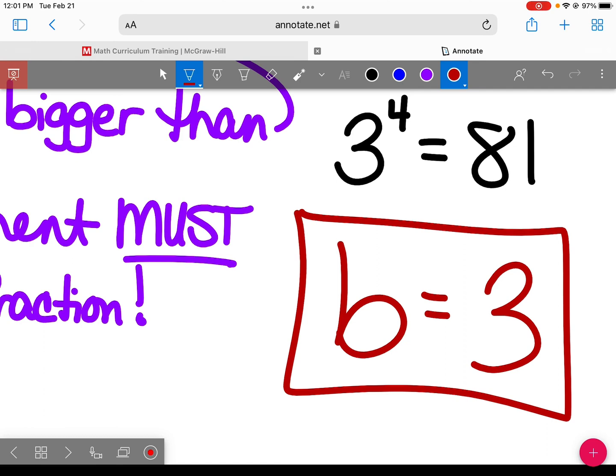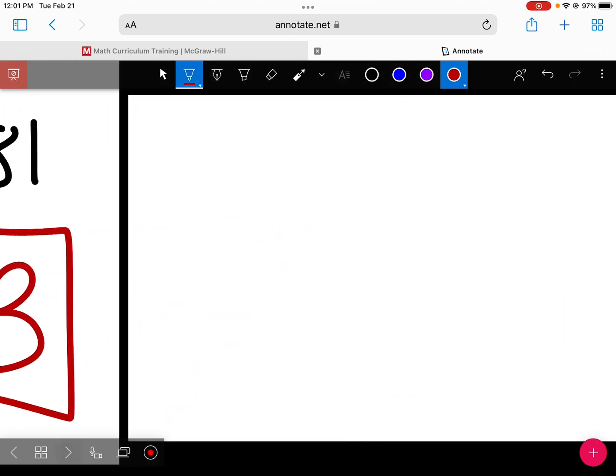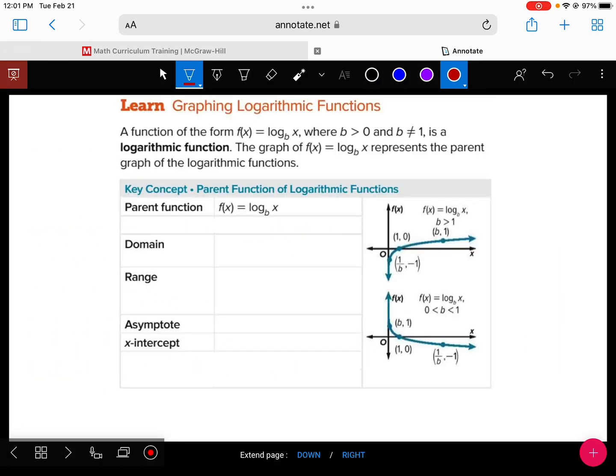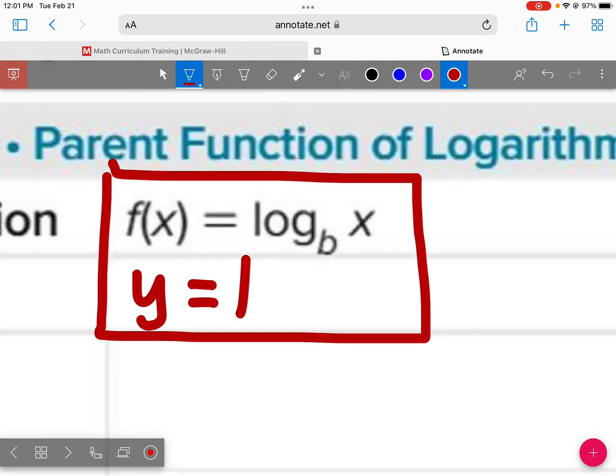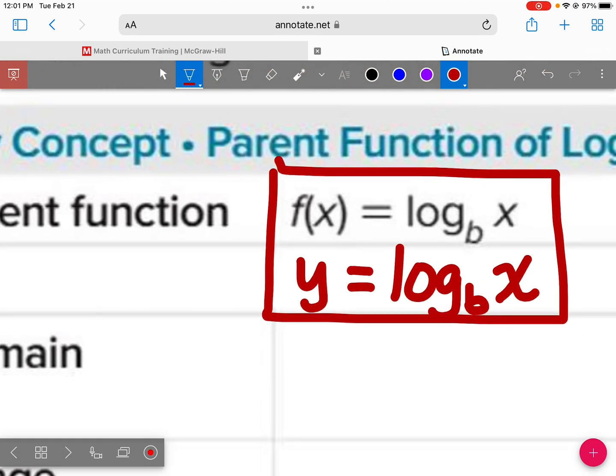We're going to just begin touching on some graphing stuff. We're not actually going to graph today, but we're going to talk about graphing. Down at the bottom of the page, this is my parent function. Same exact thing as log base b to the power of x. F of x equals log base b of x. Y equals log base b of x. Stick with me, guys. We're almost done for today.